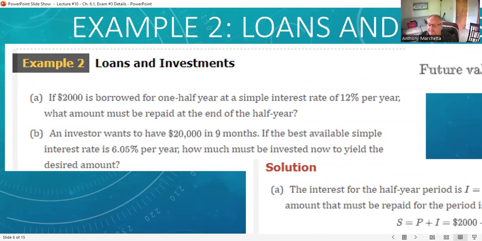We're on top of it. 9 months, I can interpret that as how many months in a year? 12, right? So shouldn't the T equal 9/12? Yes, of course. What if the best available simple interest rate is 6.05%? That one's a challenging one, right? Because it's got a 0.05. You might be tempted to go the wrong way, but it is 0.0605.